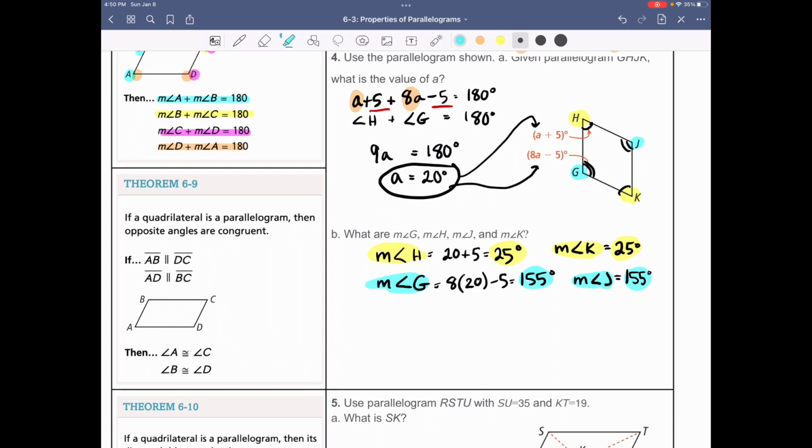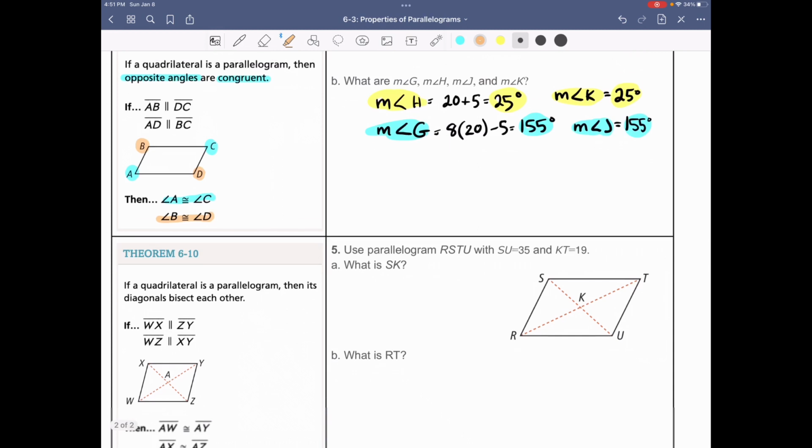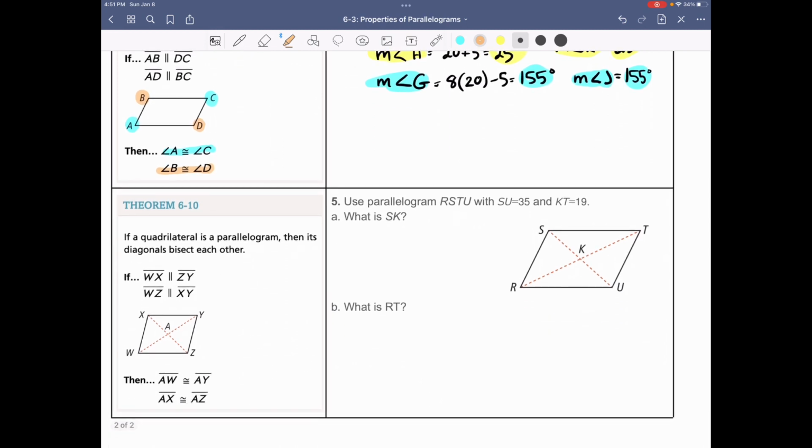If a quadrilateral is a parallelogram, then opposite angles are congruent, and that's what we just covered. So A and C are congruent, B and D are congruent. Our last theorem is theorem 6.10. If a quadrilateral is a parallelogram, then its diagonals bisect each other.